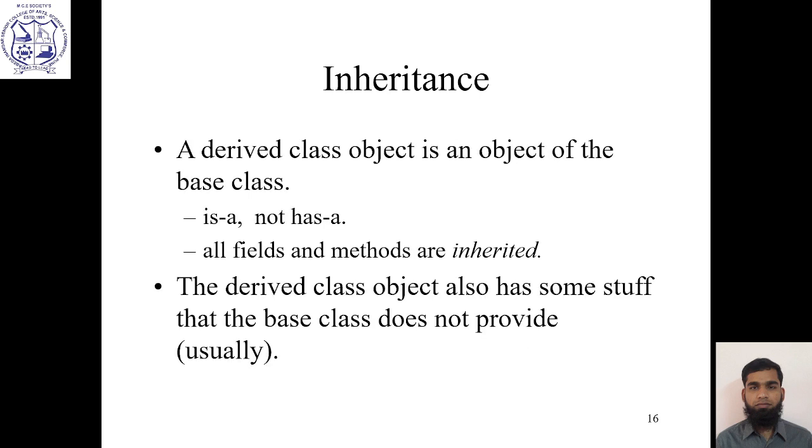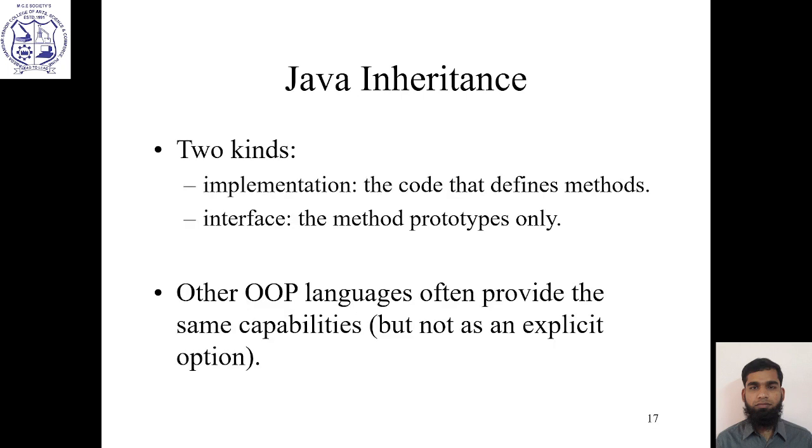A derived class object is an object of the base class: it is an "is a" relation, not "has a." All fields and methods are inherited. The derived class object also has some stuff that the base class usually does not provide.